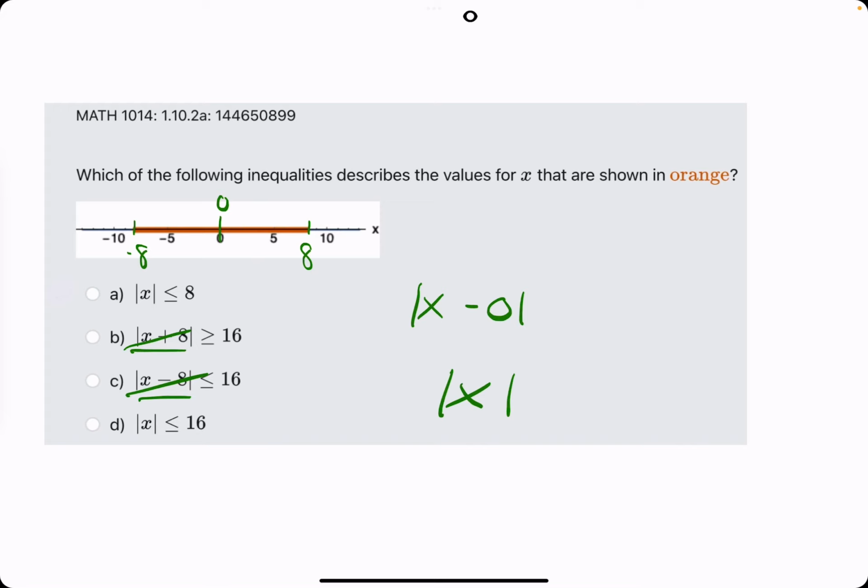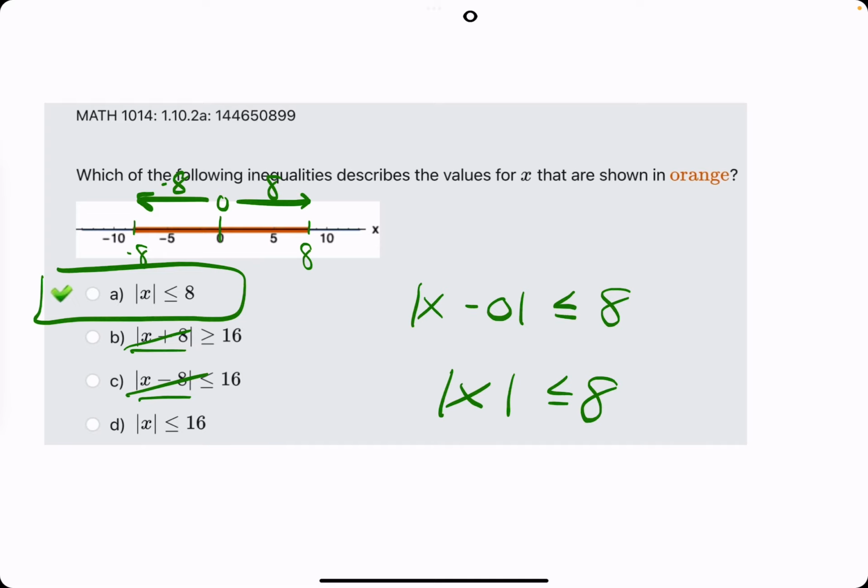And then again, the question is, how far out do we go from the center? We go 8 out in both directions, +8, -8. So 8 is our radius, which means we should see less than or equal to 8. And that's all there is to it. All right, let's do one more.